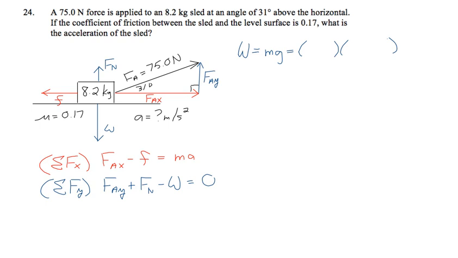So plugging in those numbers, I'm going to put in 8.2 kilograms. And acceleration due to gravity on the Earth is 9.8 meters per second squared. And what do you get when you multiply those together? 80.36? Okay, so 80.36, I'll call that 80.4 then, to 3 significant digits. So there's my weight. Now what can I solve for?